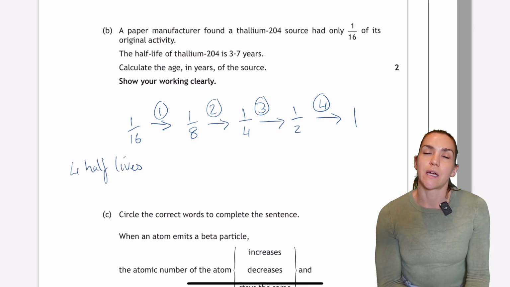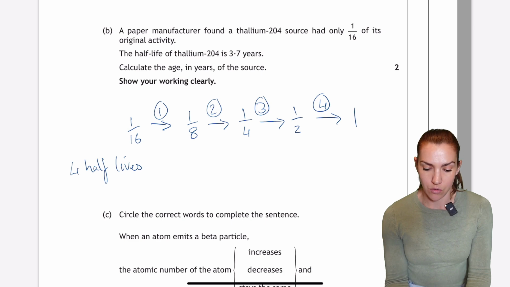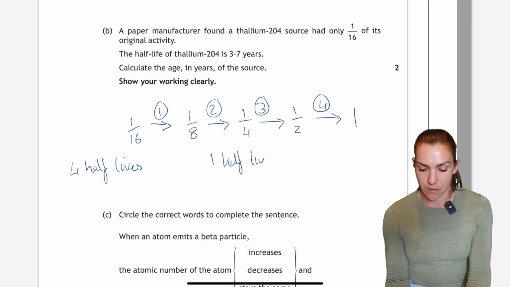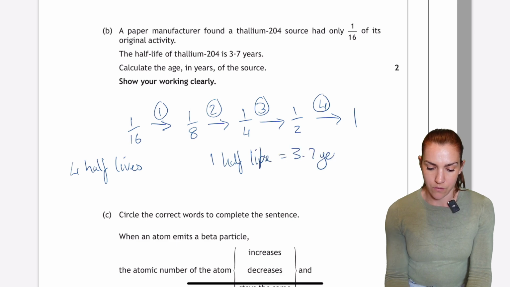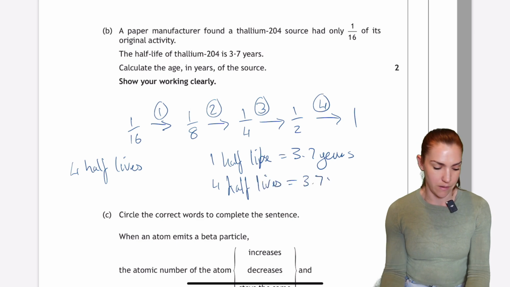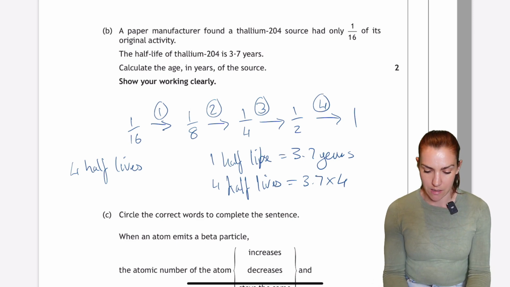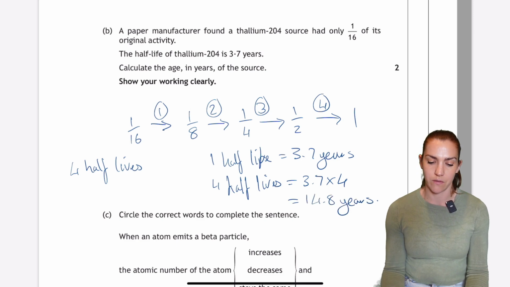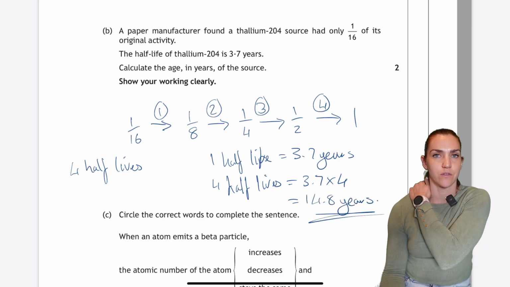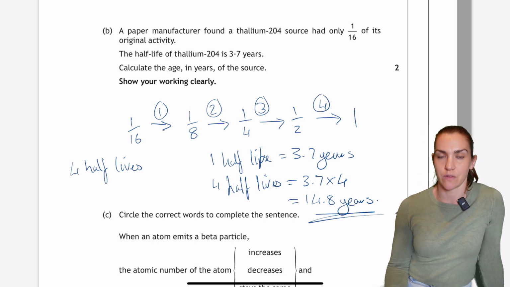That then allows you to work out how much time has passed, because you know that one half-life was 3.7 years. So for 4 half-lives, we just need to times that 3.7 by 4. So when we do that, 3.7 times 4 gives us 14.8, and that would be 14.8 years. Okay, so for all the half-life calculations, try and start off your calculation by working out how many half-lives have actually taken place.